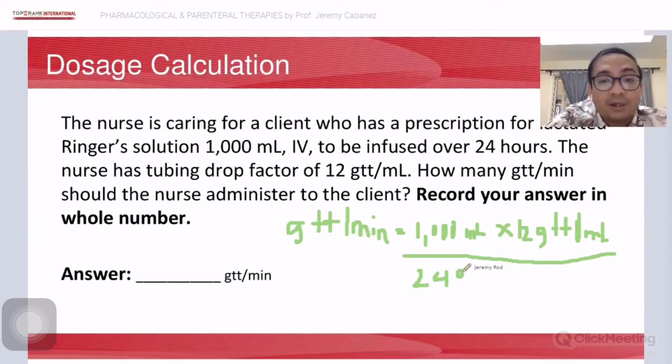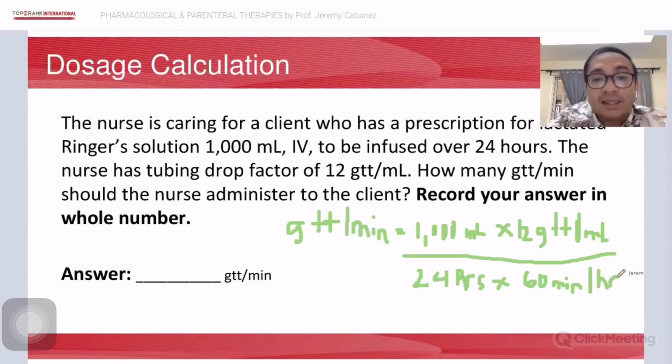So, 24 hours, okay? Or 24 hours multiplied by what? Multiplied by 60. Okay, 60. Bakit 60? Because there are 60 minutes per hour. Okay, so definitely, i-cancel mo ang mga pwede mong i-cancel dyan. So alin yung mga pwedeng i-cancel? ML, ML. So parang ML, tinanggal natin. Ano pa ang pwedeng i-cancel mo dyan? The hours and the hours. Diba?